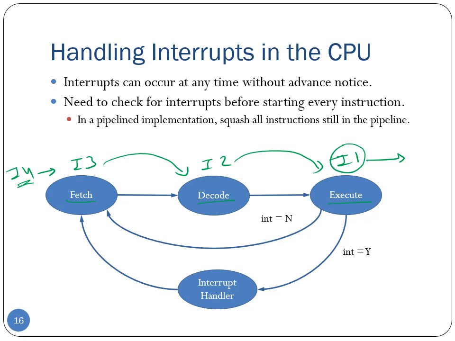Before fetching any new instruction, we should always check whether there is an outstanding interrupt or not. If there is no outstanding interrupt, then we can proceed to fetching the next instruction as usual. However, if there is an outstanding interrupt, then we cannot fetch the next instruction from the currently executing process. We need to jump to the interrupt handler. We basically need to start executing the interrupt handler.